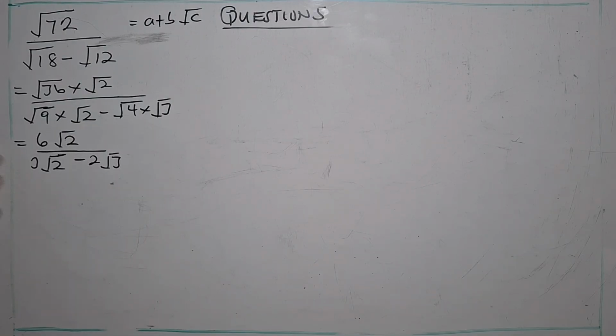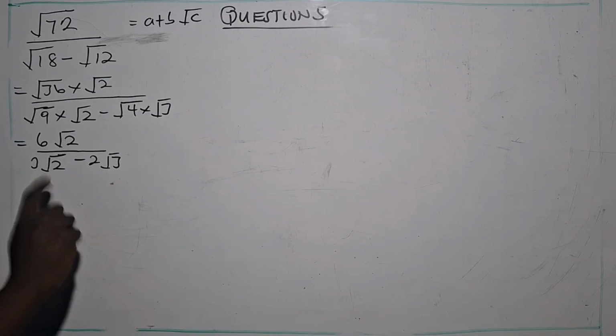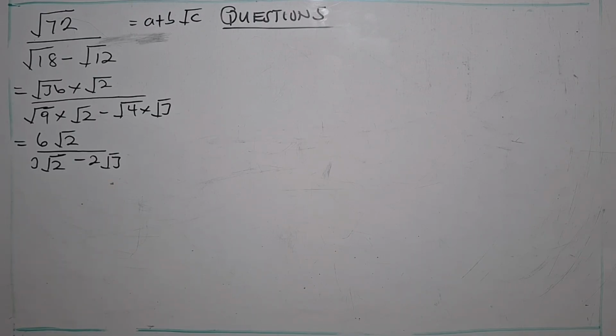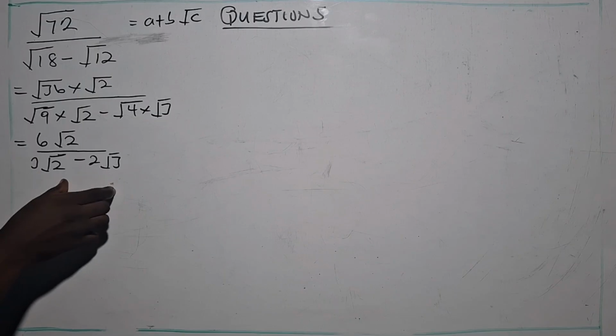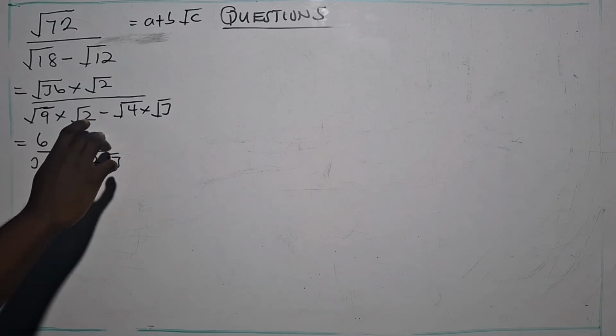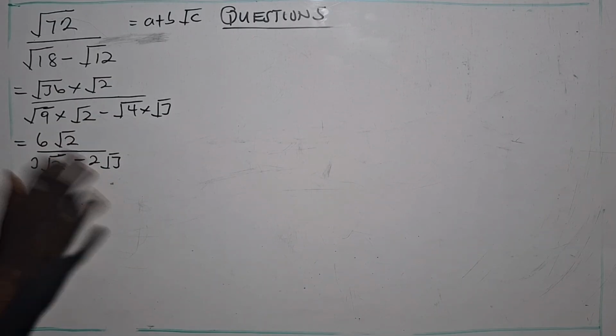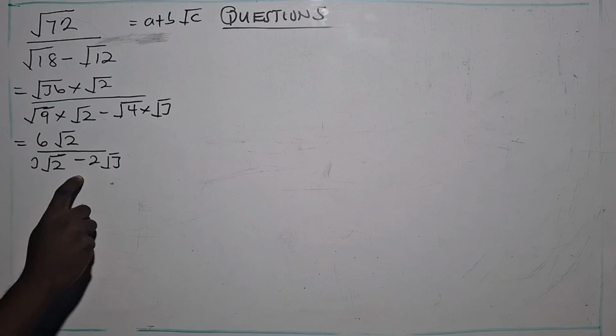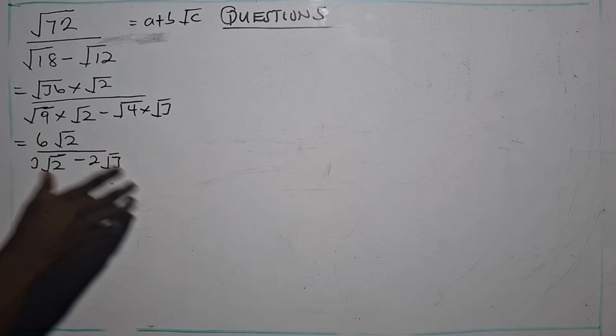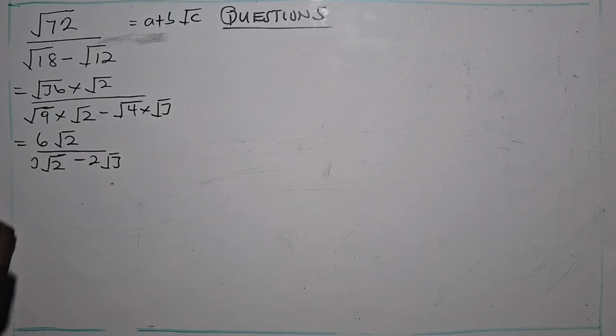Yes, 2 root 3. Now I've gotten something like this. What do I have to do? I have numbers in surds. If I have numbers in surds, what am I supposed to do? I have to rationalize the denominator. Rationalizing the denominator means you are going to multiply both the numerator and the denominator, considering the sign. If it is minus here, it's going to be plus. If it is plus, it's going to be minus. So this is what I mean.